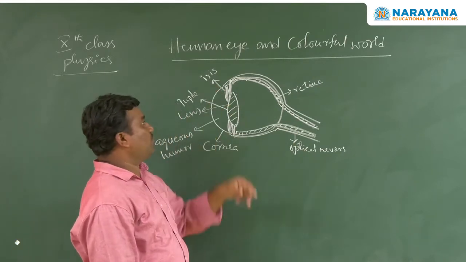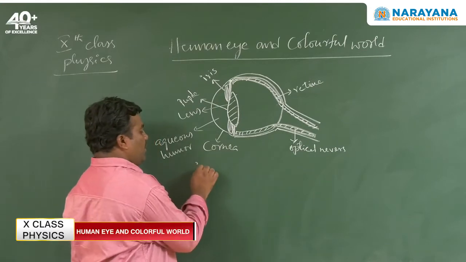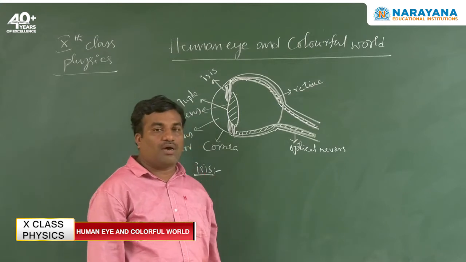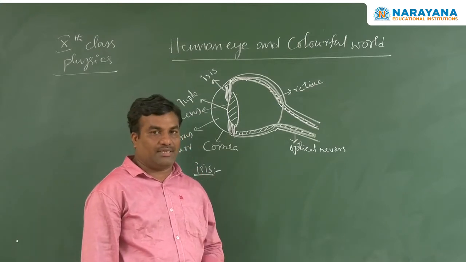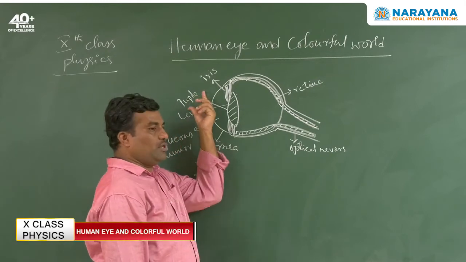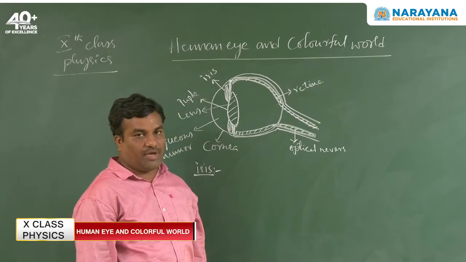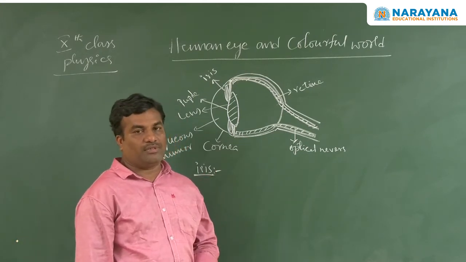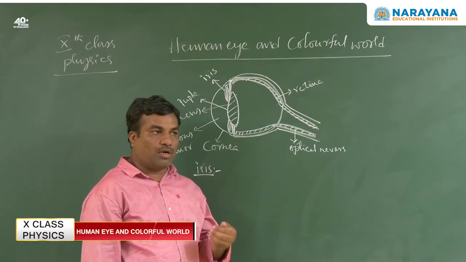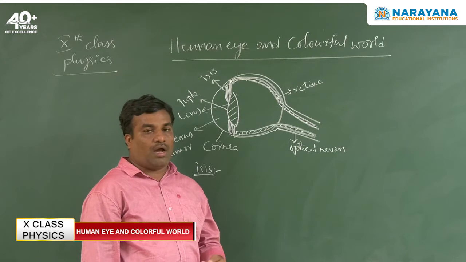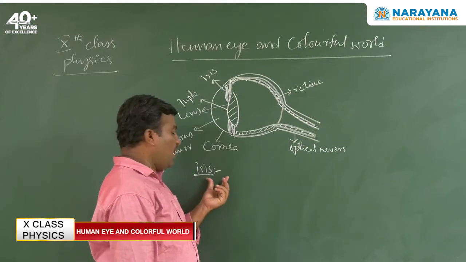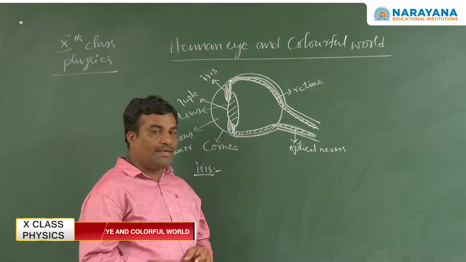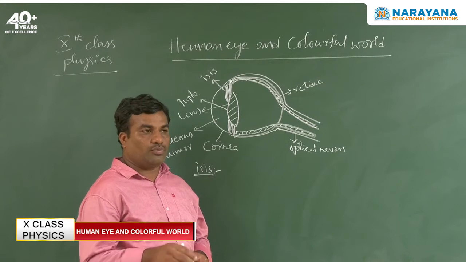First of all, we discuss the iris. What is the importance of the iris? The iris controls the light intensity through the pupil. When we are getting more light, the iris contracts the pupil and does not allow too much light to go into the eye.